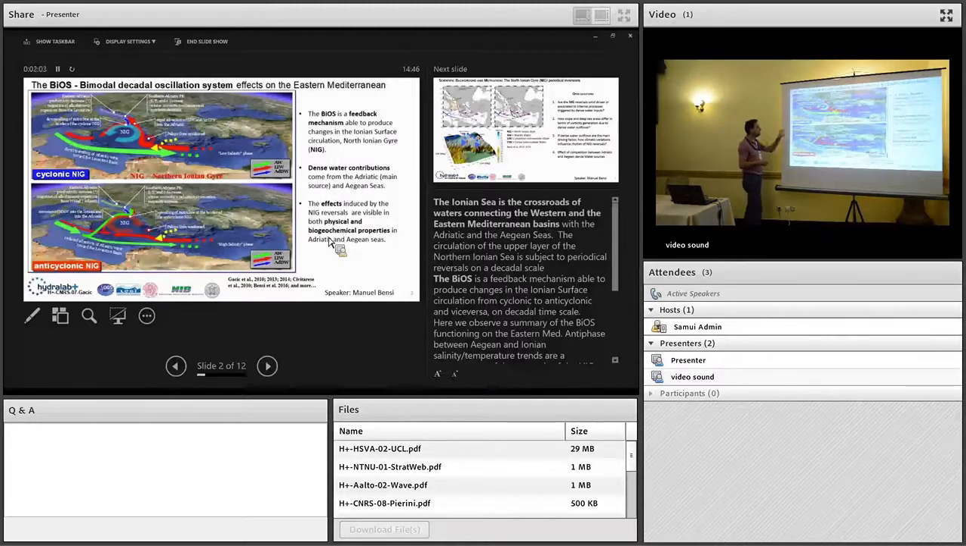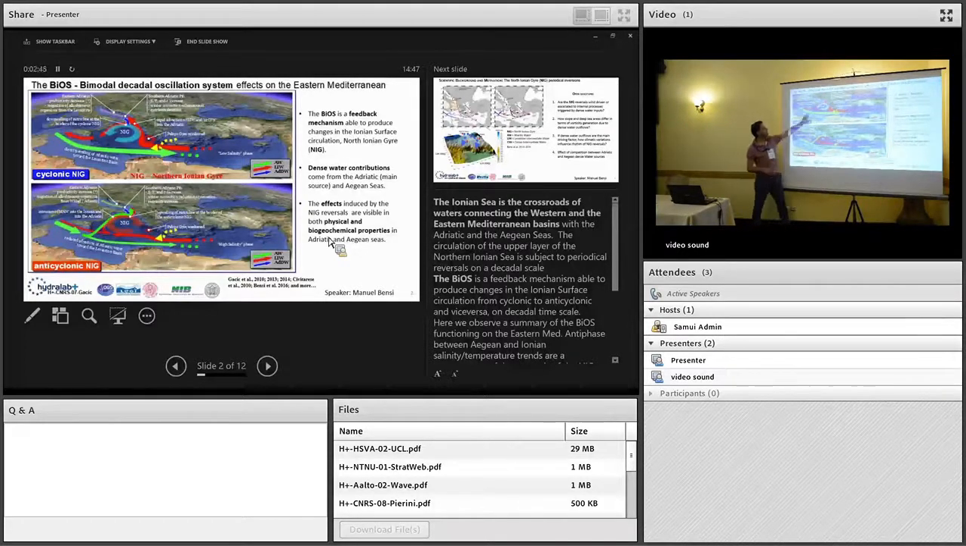Exactly for its strategic position, and for the peculiarity that it is able to change sign of the main circulation in the upper layer in its northern part, it is able to redistribute salt and temperature in the marginal basins, that are the Adriatic, the entire Aegean Sea, and the entire Levantine. That means that when we have a cyclonic circulation in the upper layer of the North Ionian, more salty water is able to enter directly the Adriatic basin.